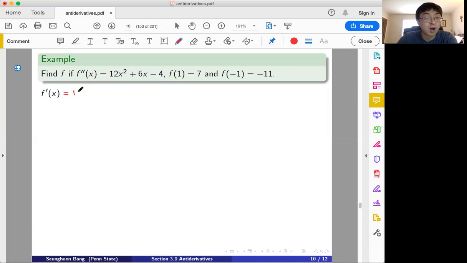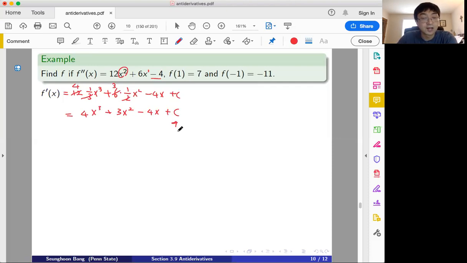Here, keep 12. The x squared antiderivative is 1/3 x cubed, plus 6 times x to the 1, antiderivative is 1 over 2 x squared, minus 4 has negative 4x plus c. So the 3 is crossed out, change 4. The 2 is crossed out, change 3. So we have 4x cubed plus 3x squared minus 4x plus c.